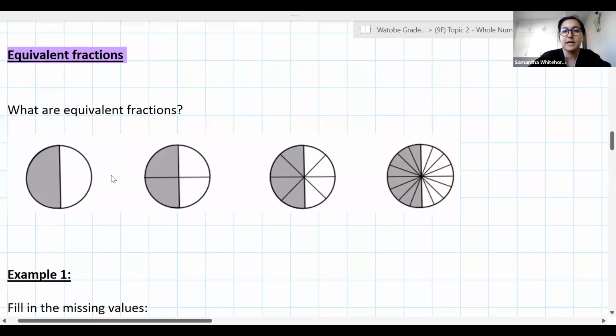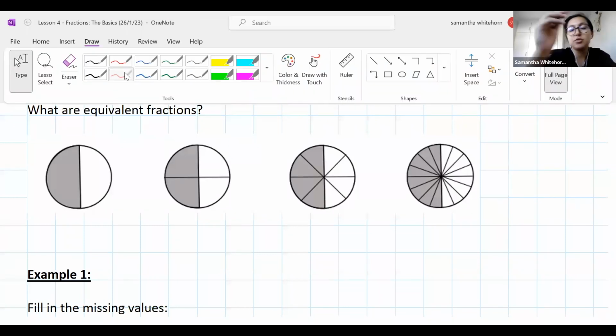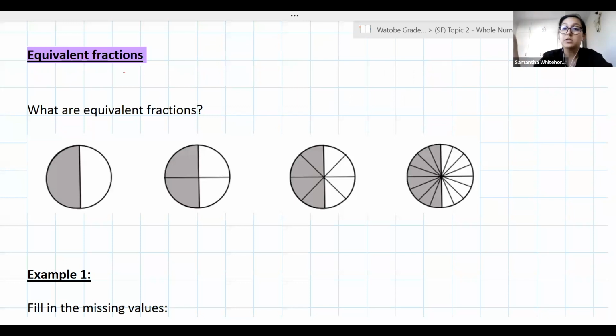So let's have a look at different ways we can work with fractions here. The first thing we need to understand about fractions is that because they represent part of a whole or parts of a whole, we can always write equivalent fractions. If we break down this word, equivalent comes from equal.